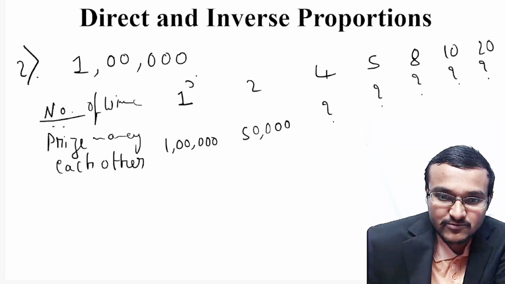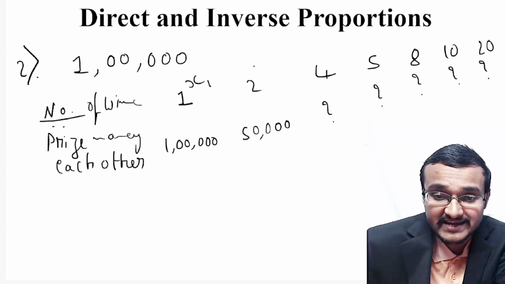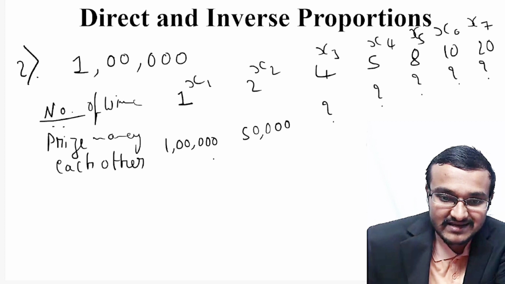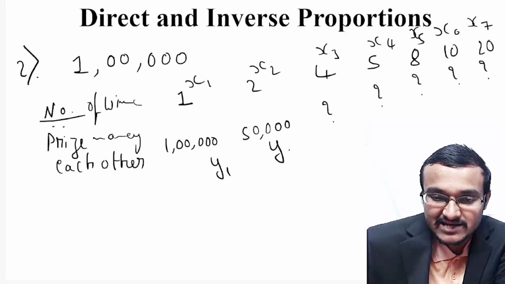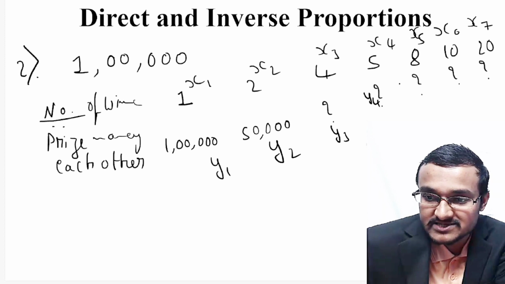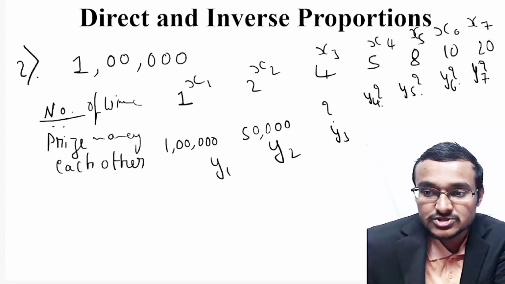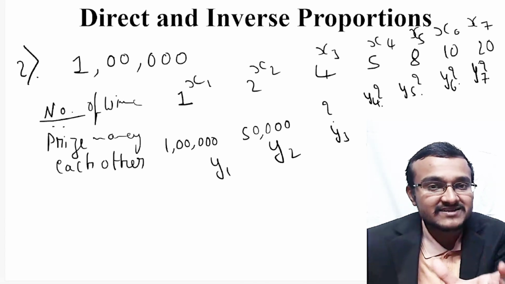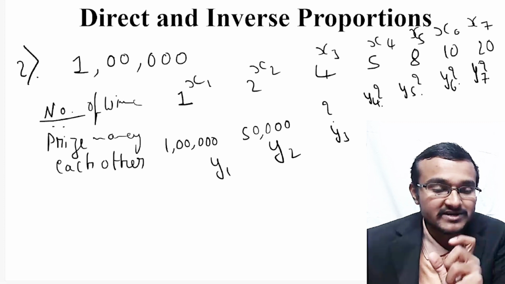So here this particular 1, 2, 4, 5, 8, you can take it as x1, x2, x3, x4, x5, x6, x7. Similarly, here also this 1 lakh will be y1, this 50,000 will be y2, this is y3, this is y4, this is y5, this is y6 and this is y7. So here you should actually tell what kind of proportionality these two physical quantities are obeying.